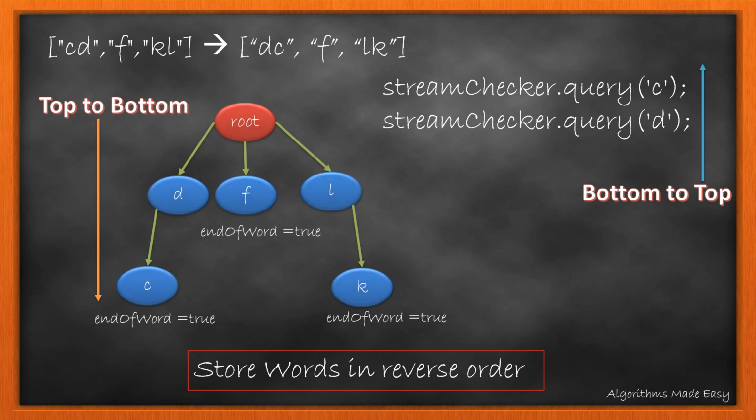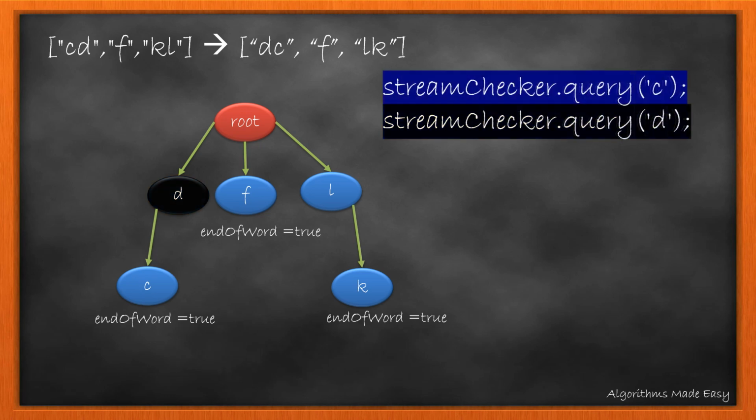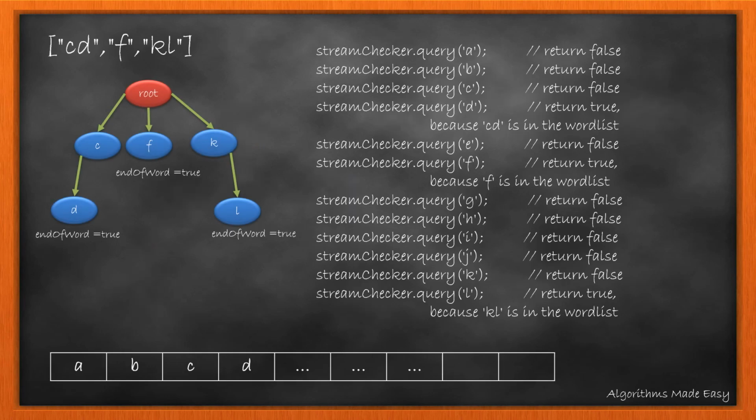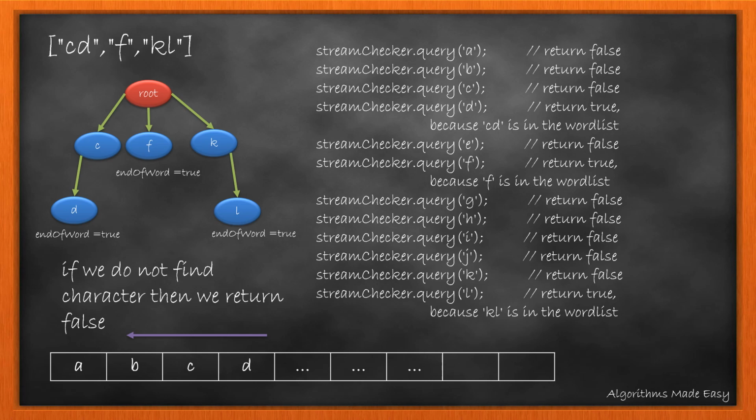When we update the trie with the new reverse word strategy, it will look like this. Now when we get the query for D, we start searching from the root and find D. Then we move to the previous query and find C. C is also present, so we check if it is the end of the word. It is the end of the word, so we return true in the case of query D. Now the question is how to store the previous queries. The answer is we will store them in a list. For every query, we will add the character into the list, and then we move from right to left, or we can say from the end of the list to the start. If at any point we find the word and also it is the end of the word, then we return true. If we do not find the character, we return false.